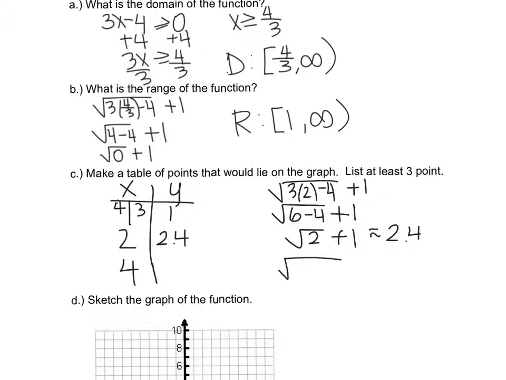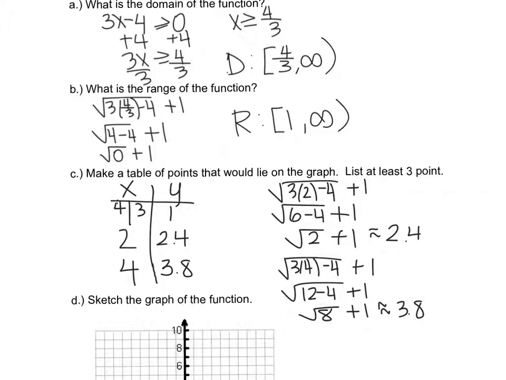Now if I evaluate for 4, 3 times 4 minus 4, then plus 1. 3 times 4 is 12. 12 minus 4 is 8. And again, we're going to approximate. The square root of 8 is about 2.8, and we add 1 to it, we get about 3.8. And you can pick any 2 x values you want, as long as they fall within our domain of values greater than or equal to 4/3.